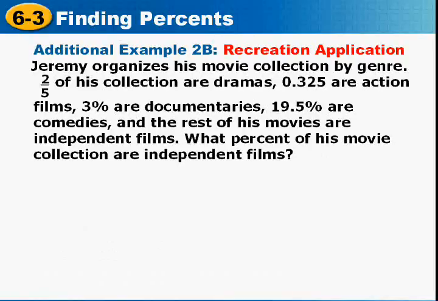Here's another example. Jeremy organizes his movie collection by genre. 2/5 of his collection are dramas. 325 thousandths are action films. 3% are documentaries. 19.5% are comedies. And the rest of his movies are independent films. What percent of his movie collection are independent films? Try this for yourself. Go ahead and press pause. See if you can change everything to percents. Take it from the total, which is 100, and figure out what you're left with for independent films.